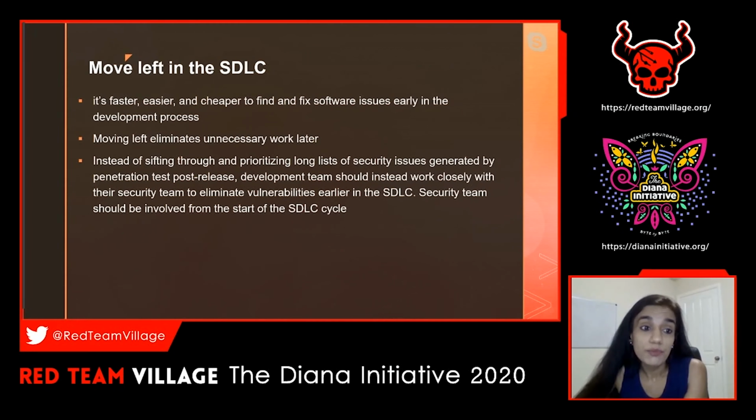So we need to move left. Moving left eliminates unnecessary workload. Instead of fixing the issues identified in penetration testing, which happens after your code is already in production, the development team should work instead in the earlier cycle to find security vulnerabilities. Security team should be involved from the start of the SDLC cycle.